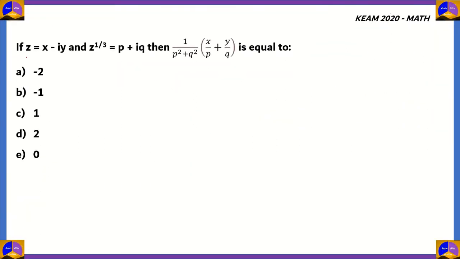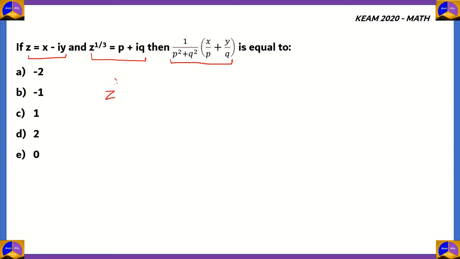Let's look at another. If z equals x minus iy and z raised to 1 by 3 is p plus iq, then find out the value of 1 plus p squared, 1 by p squared plus q squared times x by p plus y by q. So how do we solve this question?